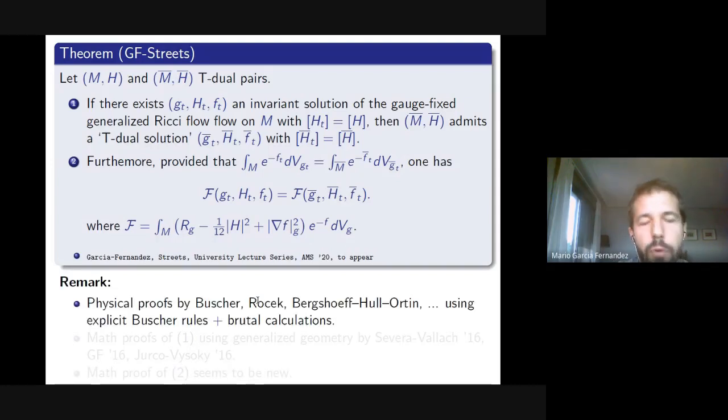So there were physical proofs by brute-force calculations and explicit formulas by Buscher and Rocek of the first fact, and then by Borsten, Hull, and Ortín of the second fact. An interesting point here is that physicists check this. For example, Buscher checked that the sigma model action, so the action on fields given by maps from the surface into the manifold, is invariant under T-duality. But the way they cook up this other functional is via a Feynman diagram expansion. So this second bit in the theorem is a sort of quantum effect of T-duality.